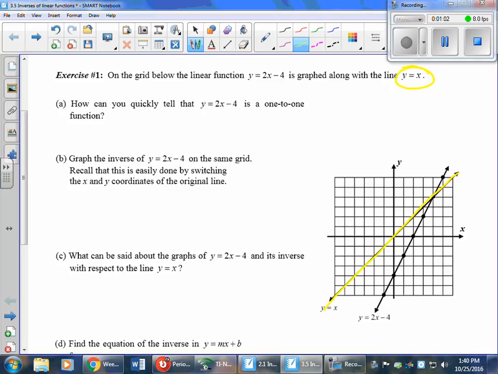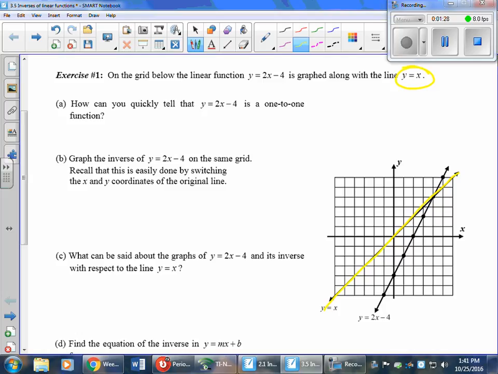Well, I shouldn't have to tell you this. You should be able to write this down. So pause it, write it down. How do you know that so quickly? Hopefully now you are able to say, I was able to tell y equals 2x minus 4 is a one-to-one function because I was able to perform the horizontal line test, which it passed with flying colors.